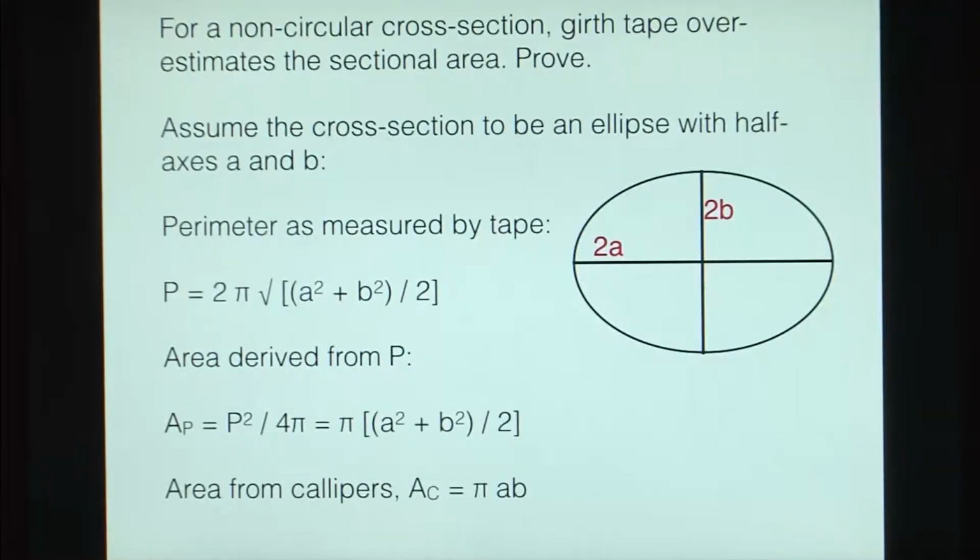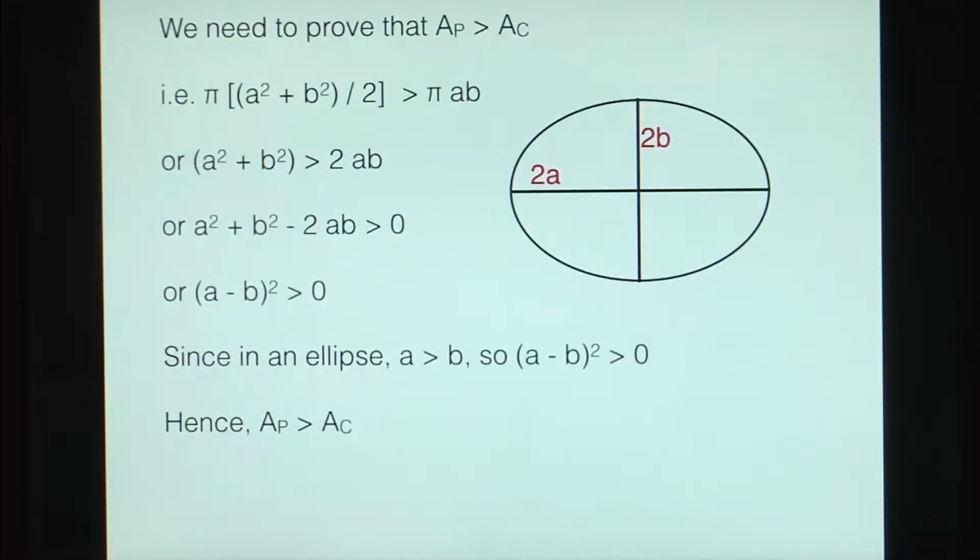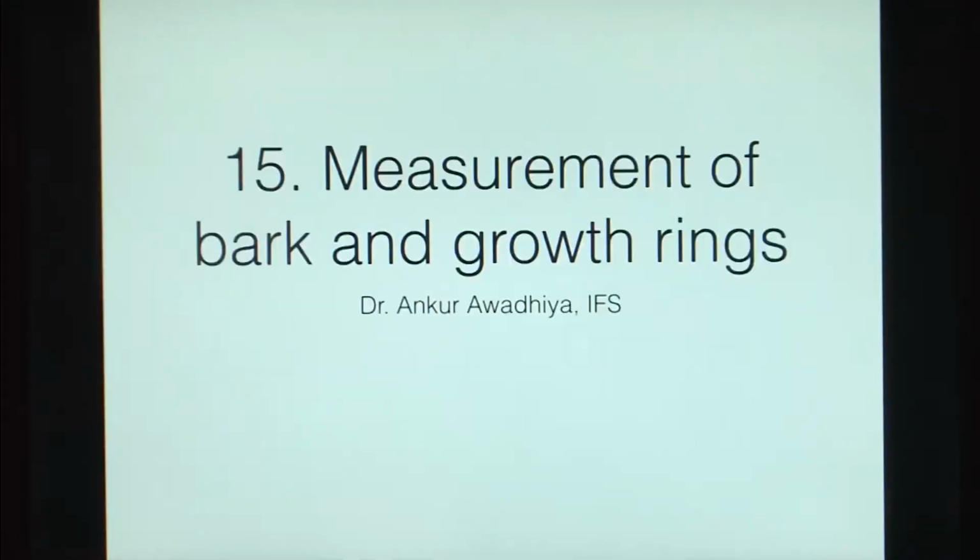Then we looked at this problem. For a non-circular cross section, the girth tape overestimates the sectional area. So, this is one thing that we need to keep in mind when we are comparing the cross sectional areas as measured using a tape and as measured with the calipers.